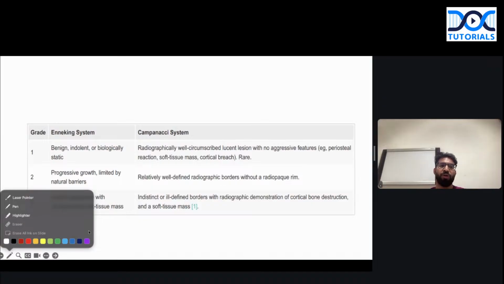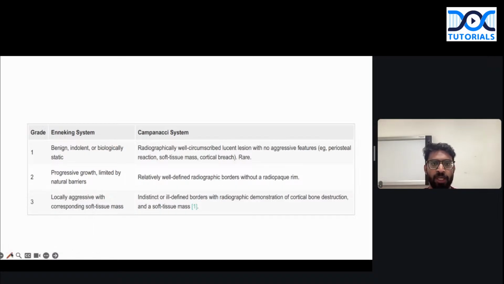Done. Yeah. So there are basically two gradings. One is Enneking grading and one is the Campanacci grading. So Campanacci is usually used. Whenever you are in a viva and you get a GCT, they ask the grading. So basically, both Enneking and Campanacci have three grades. One is grade 1. It's a well circumscribed lesion with no aggressive features. What does no aggressive features say? There is no periosteal reaction, no soft tissue involvement, and there is no cortical breach.